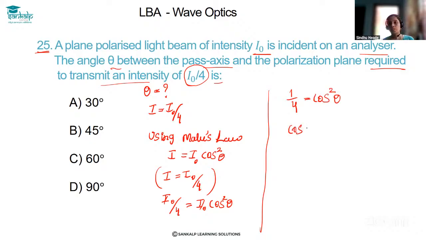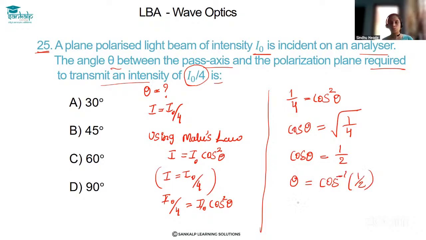Then remove the square. Take square root on both sides. So square root of cos square theta becomes cos theta and 1 by 4 becomes square root of 1 by 4. So cos theta is equal to square root of 1 by 4, which is nothing but 1 by 2. We require theta, so theta is equal to cos inverse of 1 by 2. As we know, cos inverse of 1 by 2 is 60 degree. So theta is 60 degree. The correct option is option C, 60 degree.